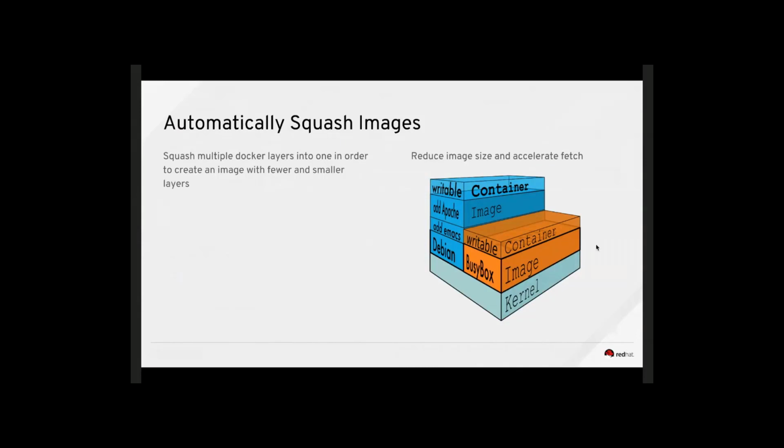So Quay provides the ability to squash those images in real time without having to do any pre-processing steps, and retrieve the whole image as a single layer, which reduces HTTP round trips, image size, and accelerates the fetch.